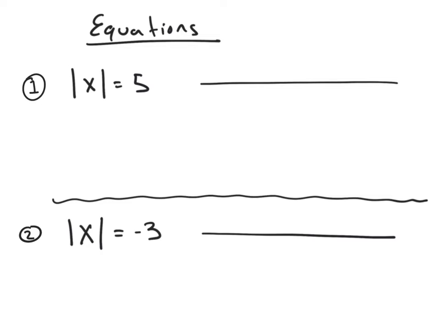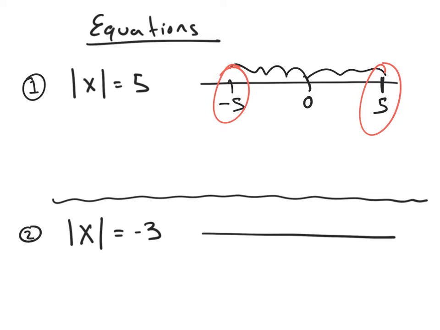So I'm looking for what numbers have a distance of 5 from 0. If I draw out on the number line 0, we have to look for what numbers are 5 units away. Well, there's a number here, it's 5, but there's also a number 5 units to the left. That number is -5. So there are actually two answers that work for this problem, 5 and -5. So my solution is x equals 5 or -5.